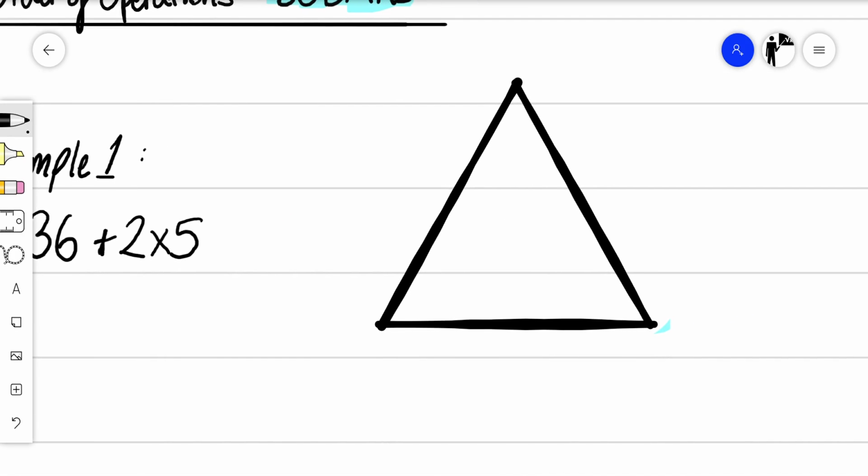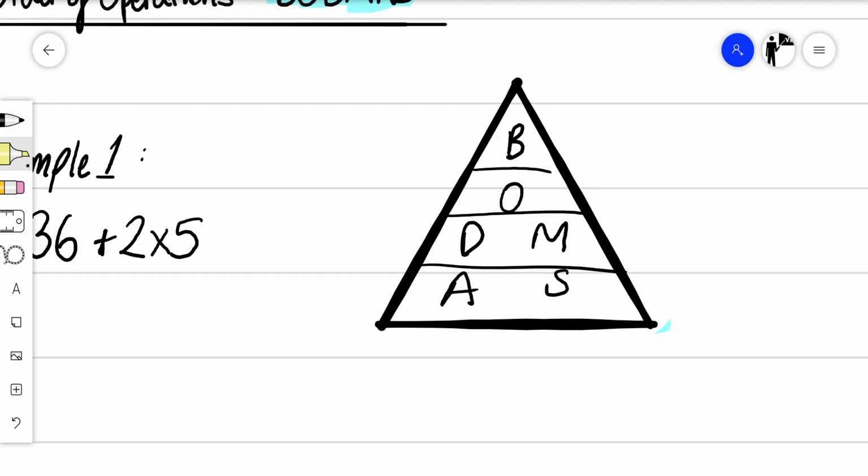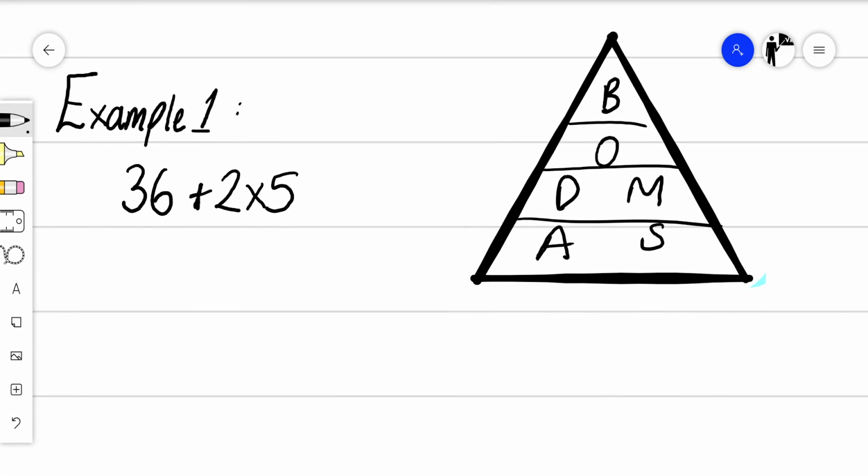So if we refer back, we can remember this with the use of BODMAS. We can also think of this in terms of different levels. The B stands for brackets, so if ever I see brackets, I would do them first. O stands for order, or of. D stands for division, M for multiplication, then addition and subtraction. So we'll use this to carry out some examples.